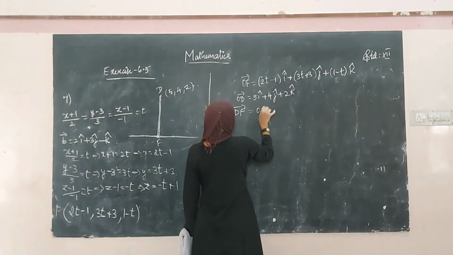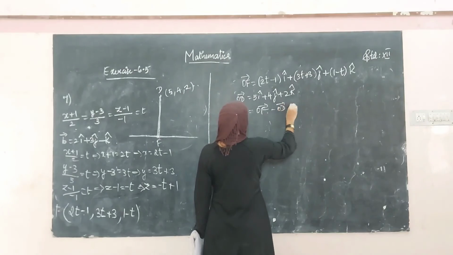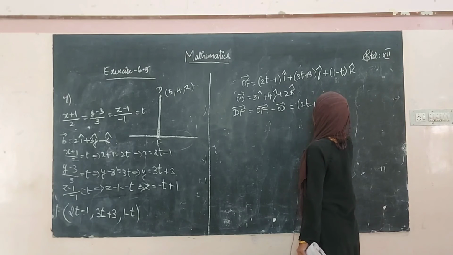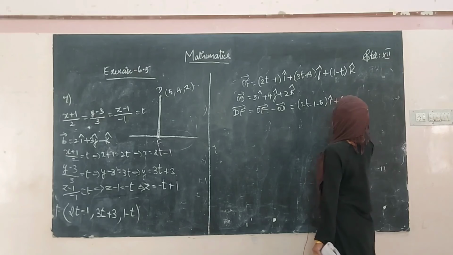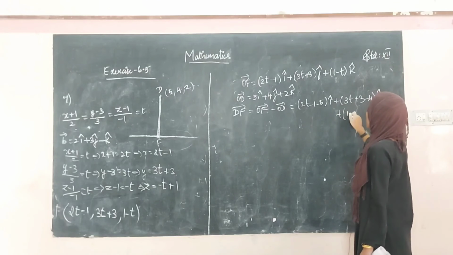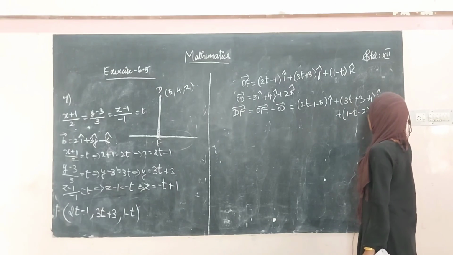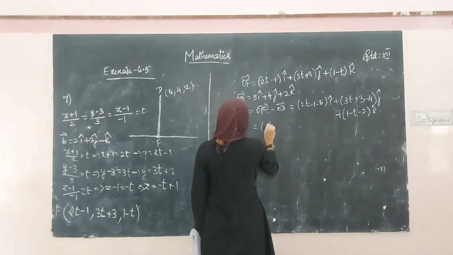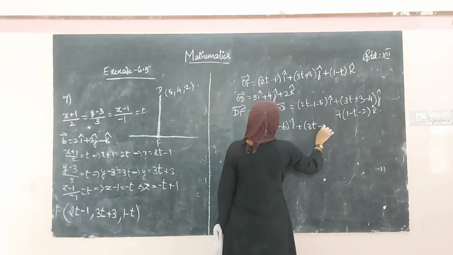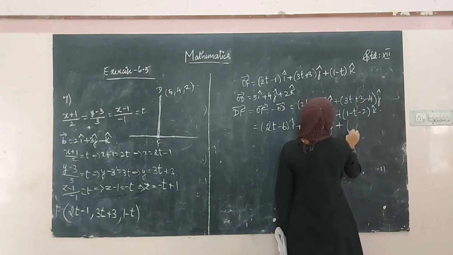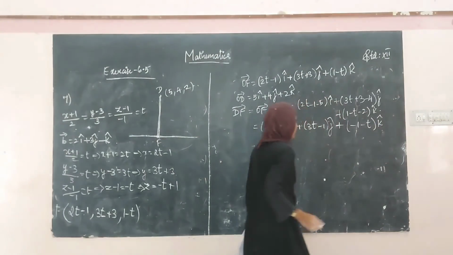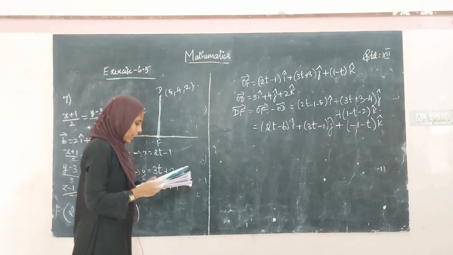Shall we find the DF vector? DF vector is equal to OF vector minus OD vector. So it will be (2t minus 1 minus 5) into i cap plus (3t plus 3 minus 4) into j cap plus (1 minus t minus 2) into k cap. So what's the resultant? It will be equal to (2t minus 6) into i cap plus (3t minus 1) into j cap plus, 1 minus 2 is minus 1, (minus 1 minus t) into k cap. Okay, so we found the DF vector, right?